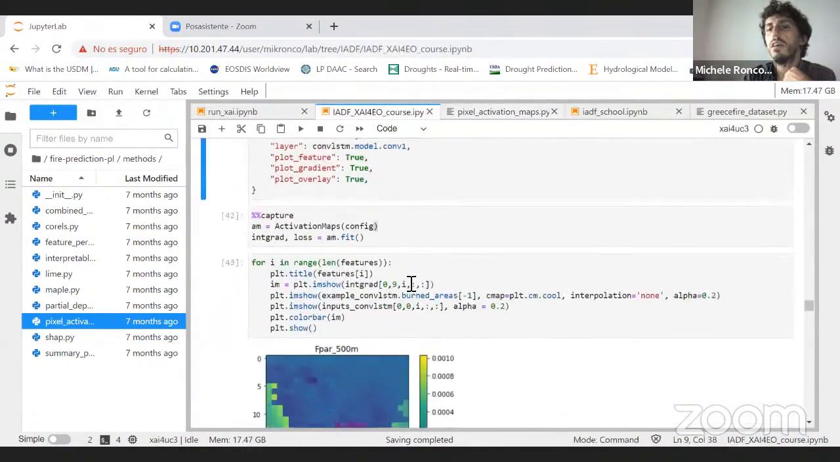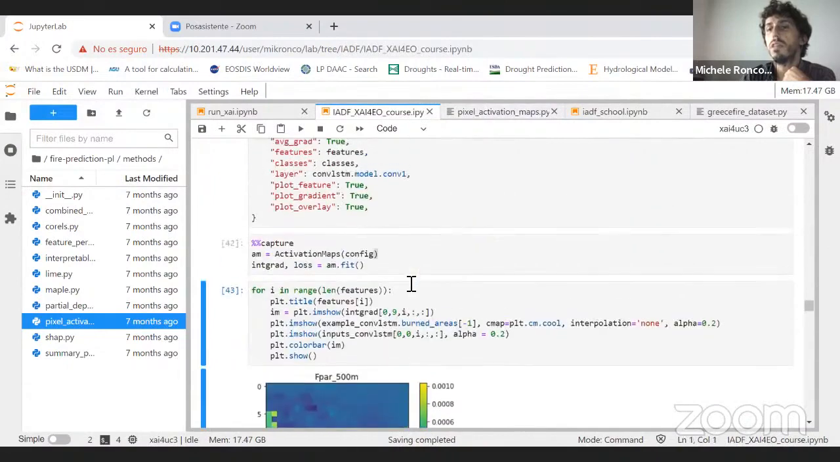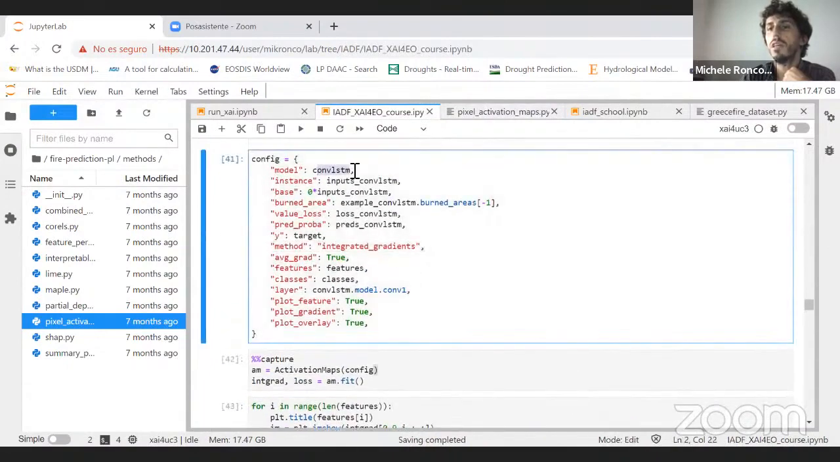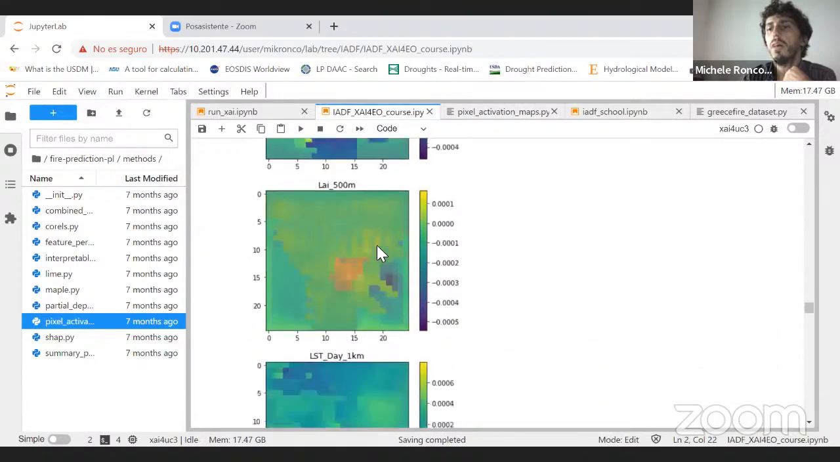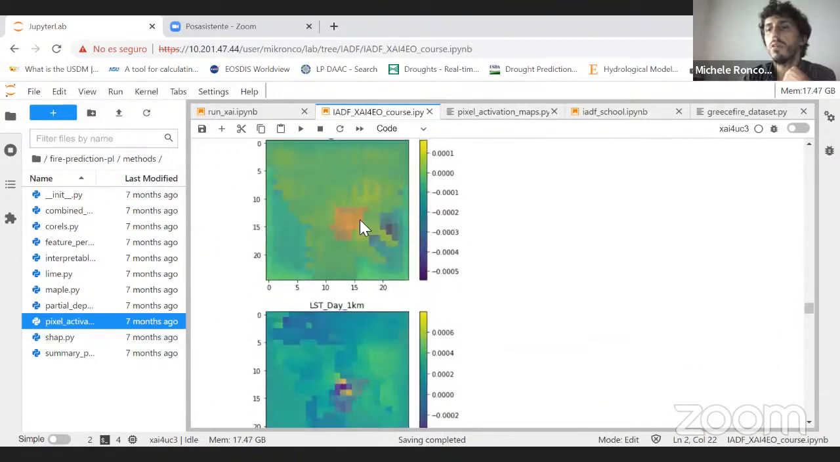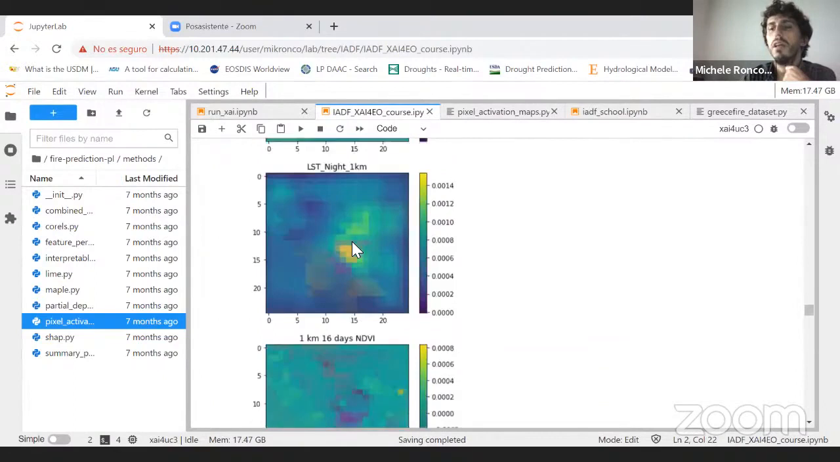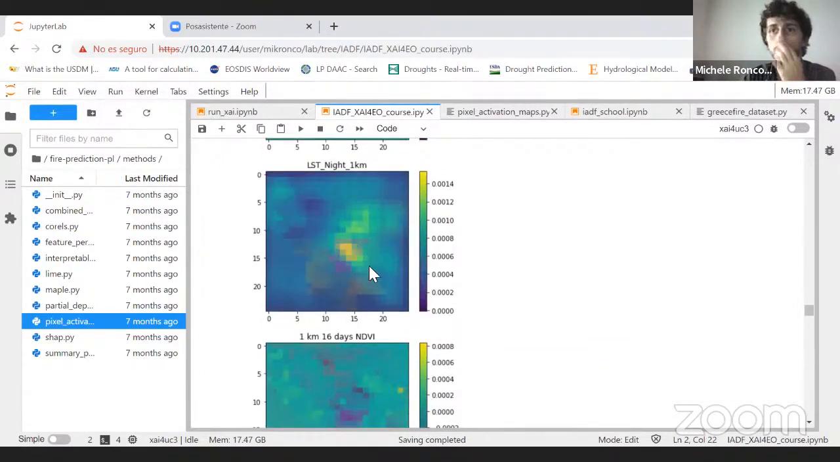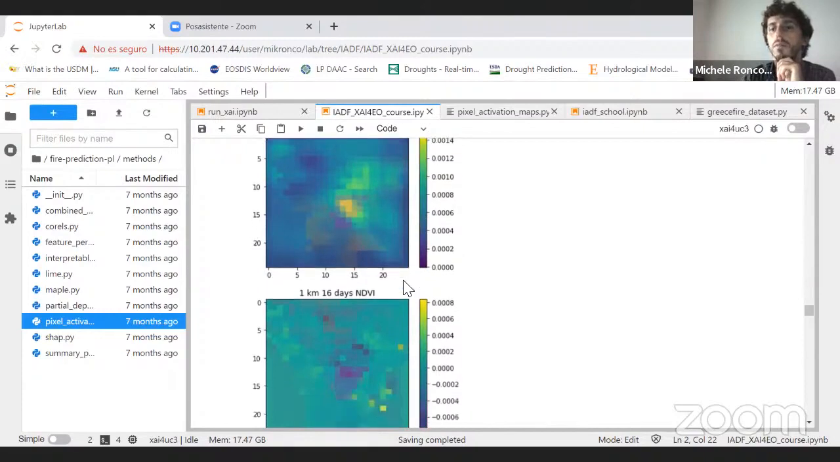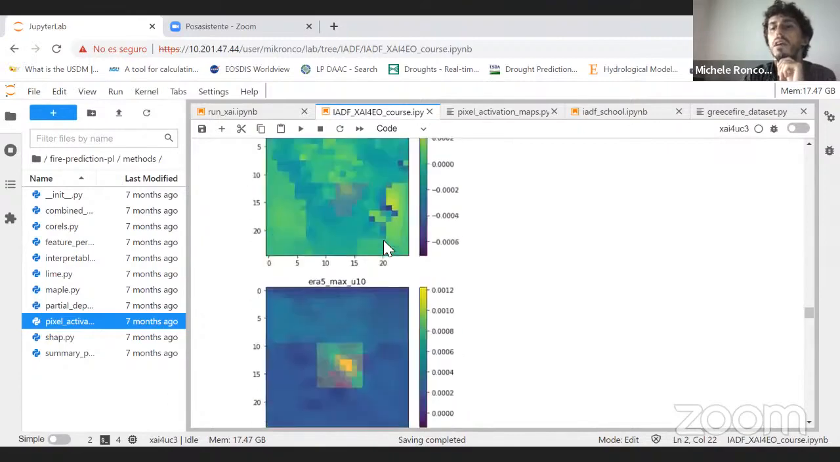And then we can see what happens. So what do we obtain? So here is still with the convolutional LSTM. And we can compare, again, it's showing also the burn area on top. And yeah, so there's this nice property that we see again, that the burn area, for instance, in the land surface temperature at night, the active pixels more or less concentrate over the burn area. So it seems that it has learned some relevant patterns.